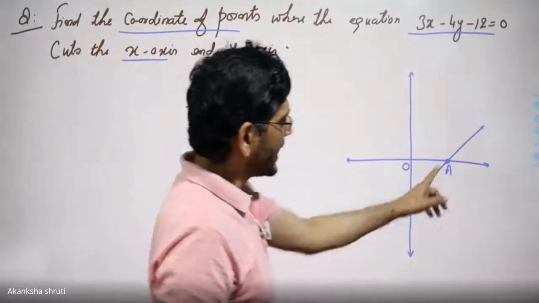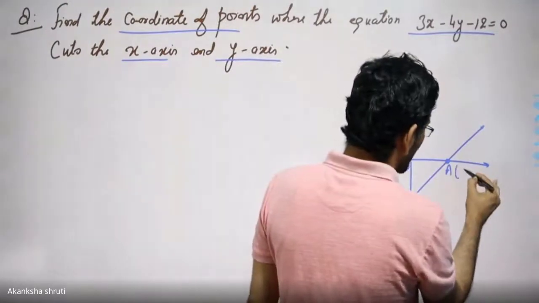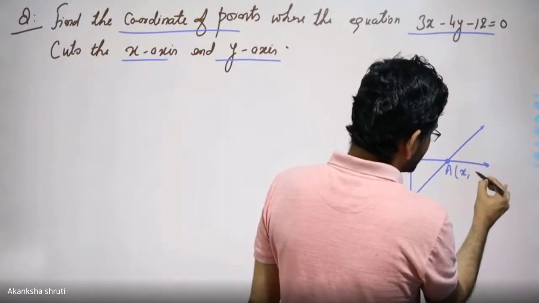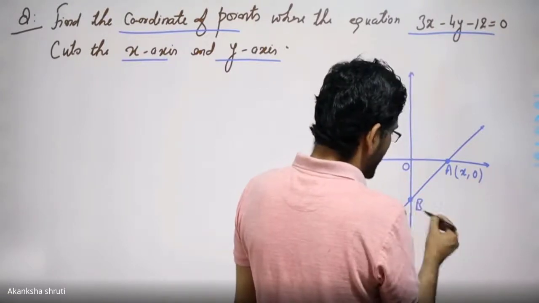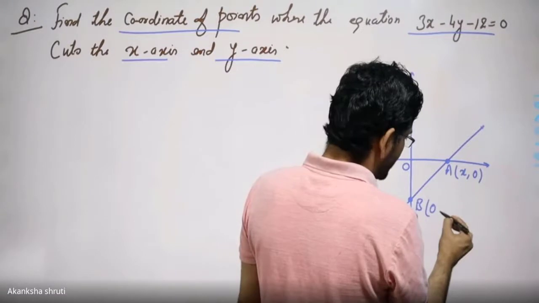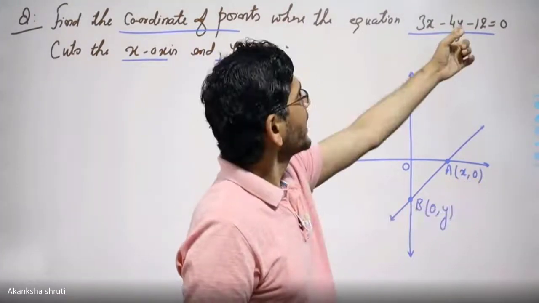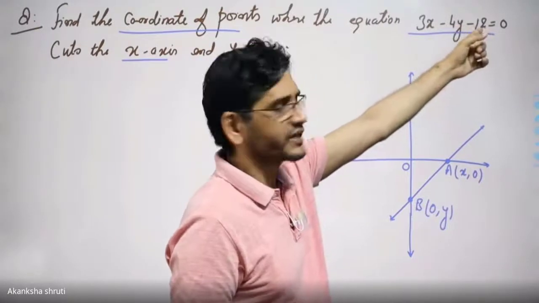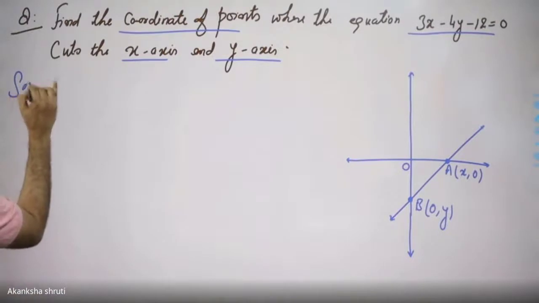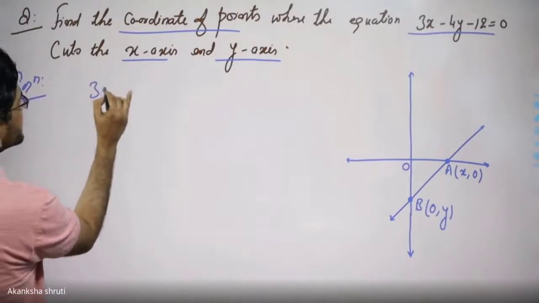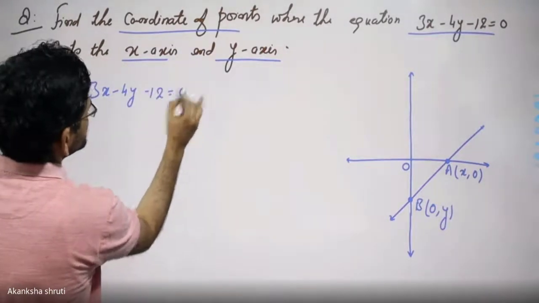Students, we know that for a point on the x-axis, its coordinate is given by x and y becomes 0. For the coordinate of a point on the y-axis, its x coordinate is 0, and y will be some value. So considering this and using this in the given equation, we can get x. So students, whatever the equation given, rewrite it. 3x minus 4y minus 12 equals 0.